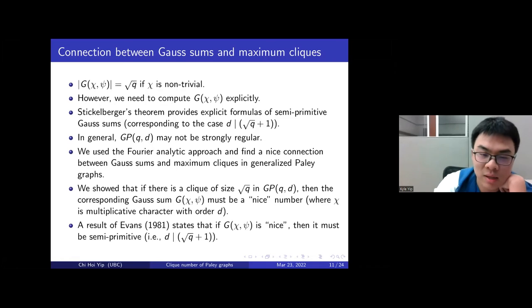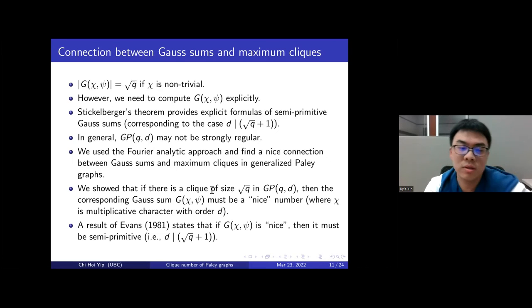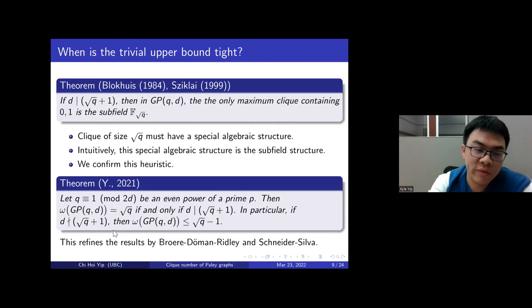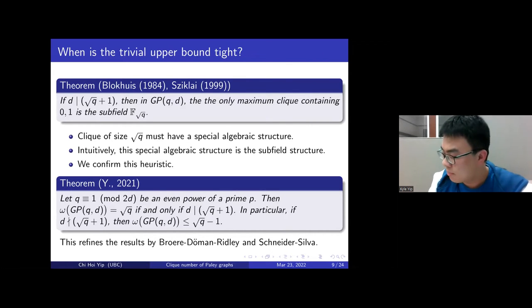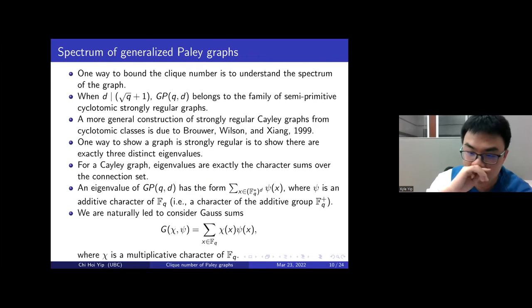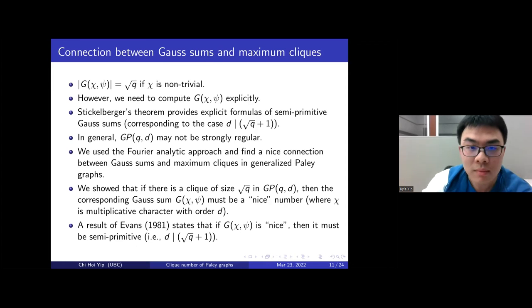Just to summarize what I have mentioned so far. If the clique number is equal to square root q, then the Gaussian sums must be nice. And because the Gaussian sums are nice, then it must be semi-primitive, which implies that d divides square root q plus one. And that's how we prove this result. Of course, I skipped many technical details, but I hope the high-level idea is clear.